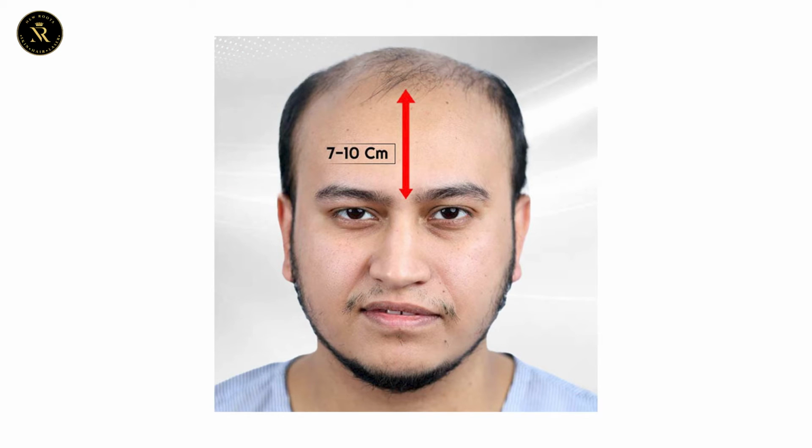And we also follow the 7 to 10 centimeter rule, which is to confirm the hairline. That means generally the mid position of the hairline to the space between the eyebrows is about 4 finger breadths. We count according to this rule and we give the perfect hairline to our patients.